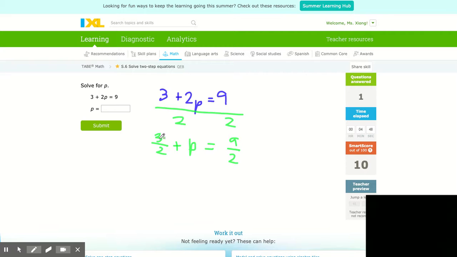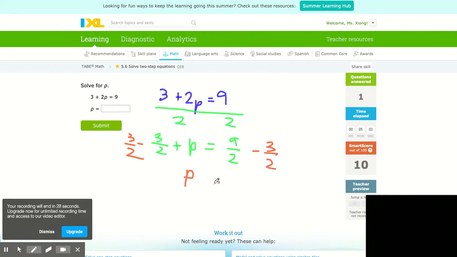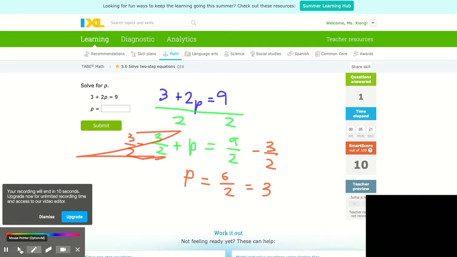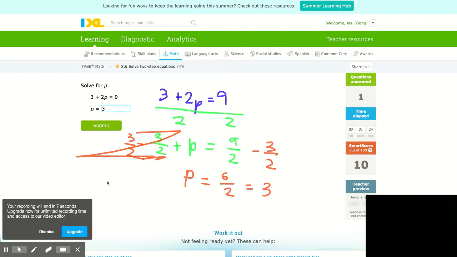And now we have to get rid of the 3 halves on this side to get p by itself. So I will subtract 3 halves. Now I have p, and this cancels out. So now I have p, and that equals, well, what's 9 minus 3? That's 6, and they're both over 2, so it's 6 over 2. 6 divided by 2 is 3. So p equals 3. It's doable, but like I said, it gets messy.